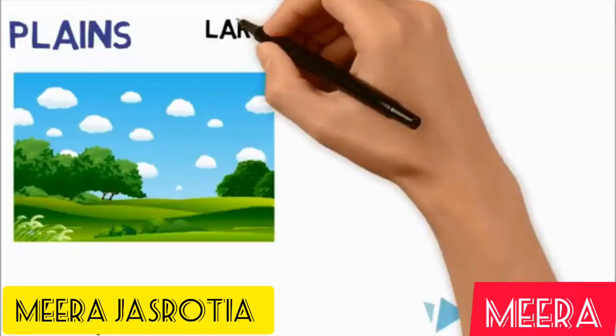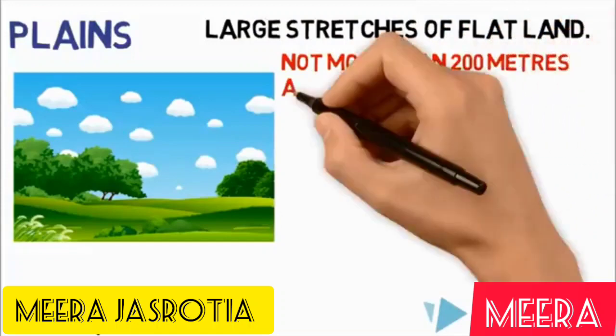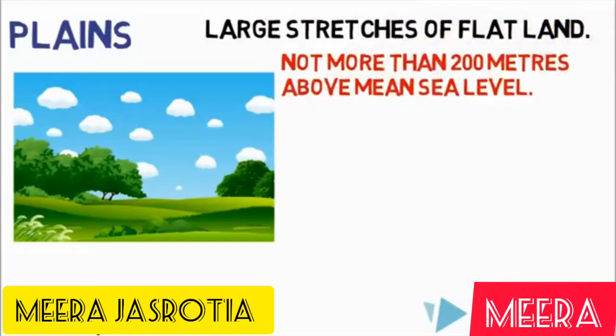Plains are large stretches of flat land. They are, generally, not more than 200 meters above the mean sea level. Some plains are extremely level. Others may be slightly rolling and undulating.